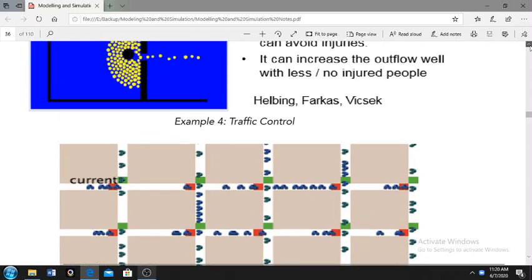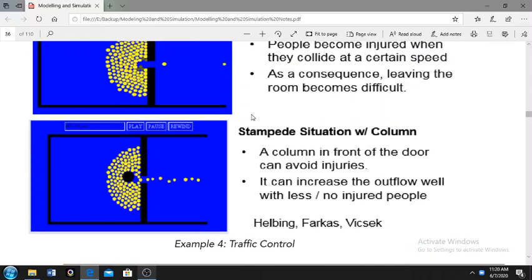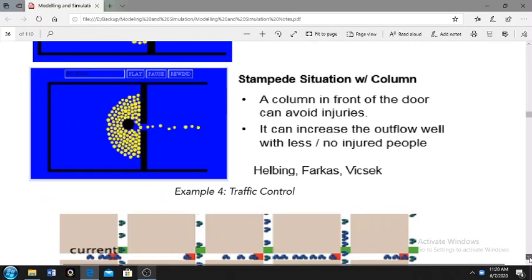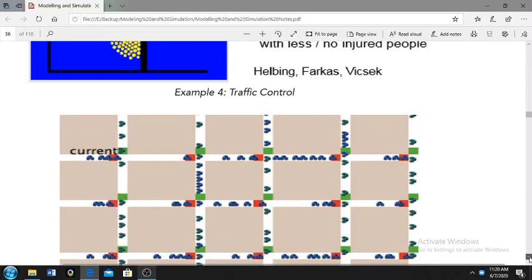But we were, you know, with a column here. This mitigates the collision. When you put this point here, you can better control. A column in front of the door can avoid injuries. So you can simulate this, but we are in a cohesion situation, so they are all moving to the same point.